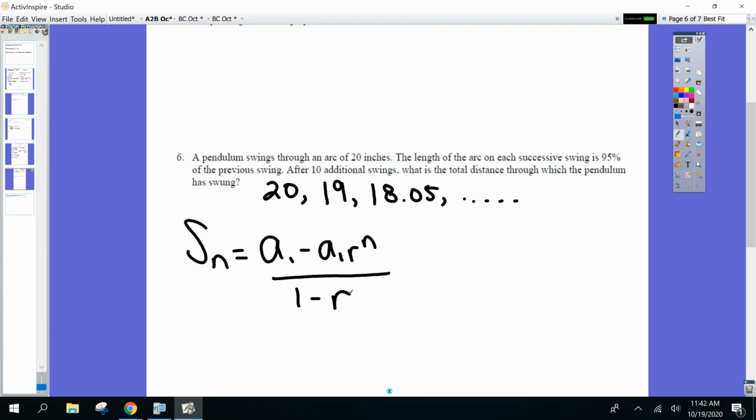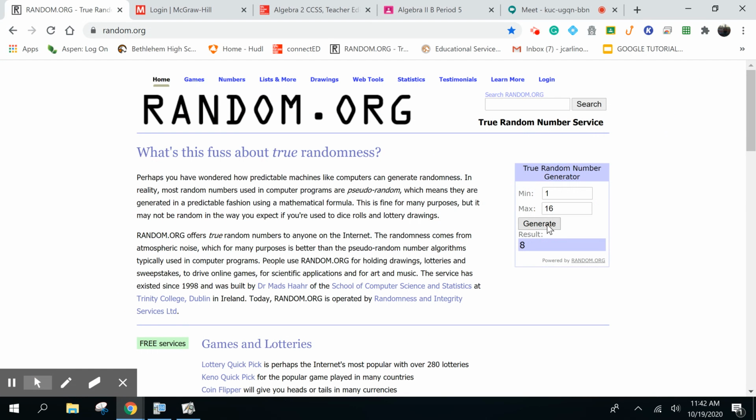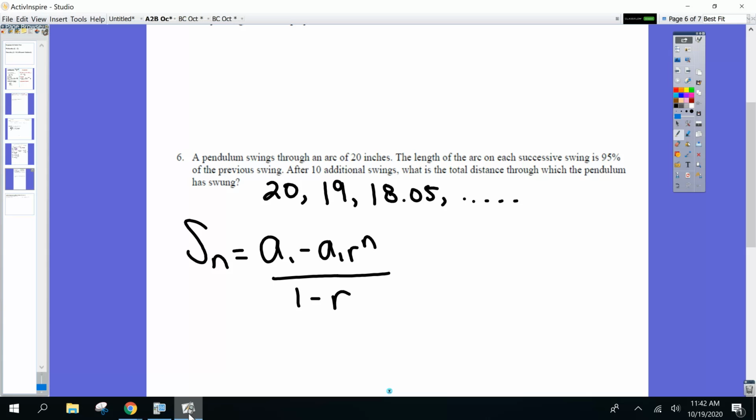Here's where I'm going to get somebody. How many terms are you adding up? Don't say a word. How many terms are you adding up here? Colin, what do you think? 10. Ooh, got him. Ready? 10 additional swings. So it went 20, 10 more swings. So how many total? 30. Okay, ready? I got you, big dog.